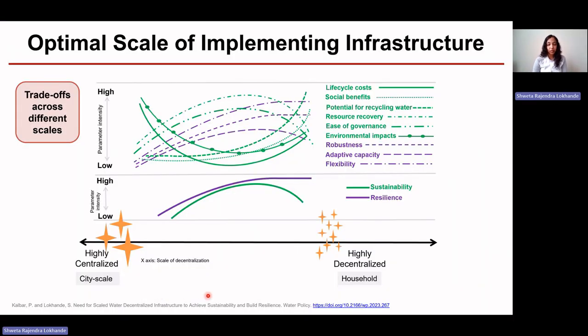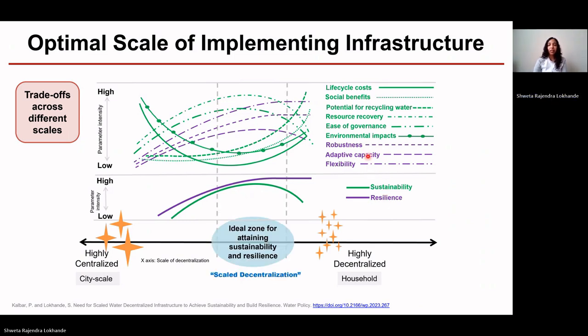One of our earlier works in water policy discusses the need for scaled decentralized infrastructure, and in this article, we have discussed the trade-offs across different scales, that is, trade-offs between the highly centralized and highly decentralized infrastructure from the perspectives of sustainability and resilience through different indicators. And considering which, we have proposed that the ideal zone for attaining sustainability and resilience lies somewhere in the middle, and it needs to be quantified.